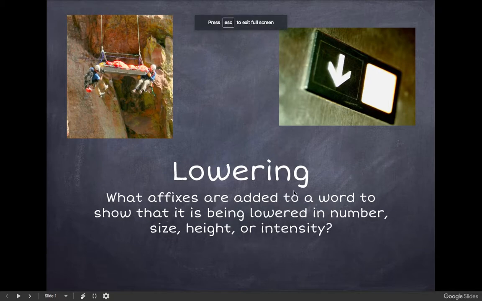So, this is the presentation. It's called lowering. We can see these people are lowering a basket with supplies in front of a rock face. This is the down button of an elevator, so lowering the elevator. The big question is what affixes are added to a word to show that it is being lowered in number, size, height, or intensity? You will know those affixes by the end of this presentation.